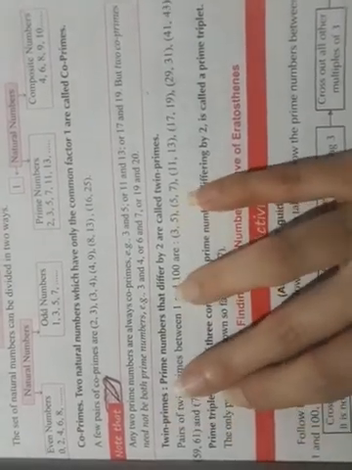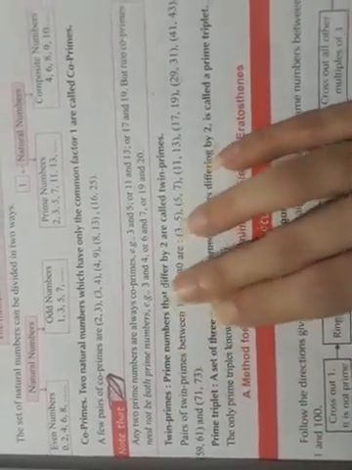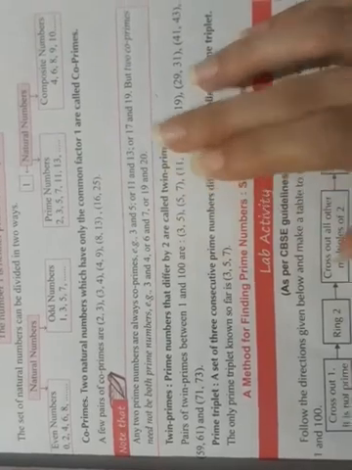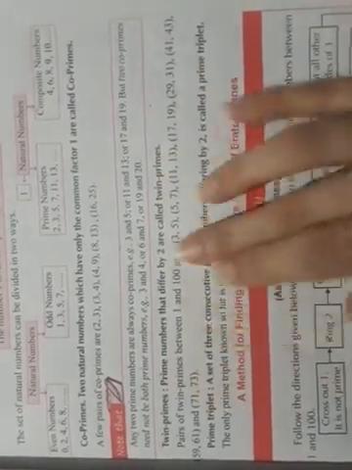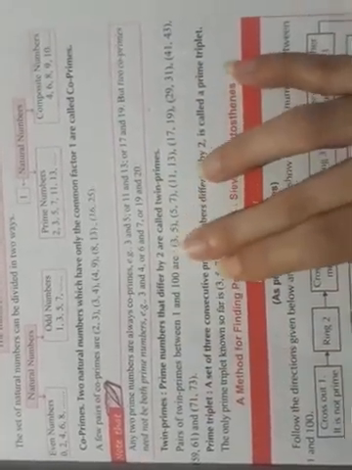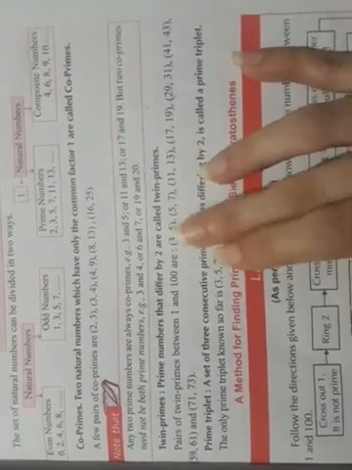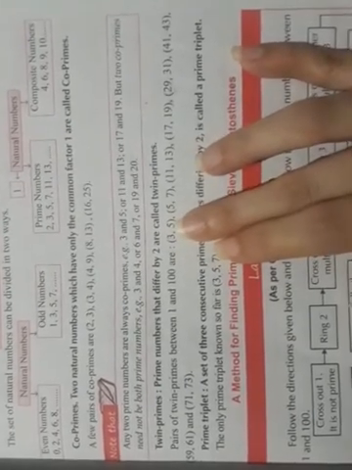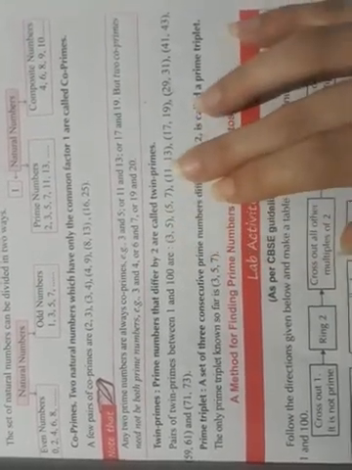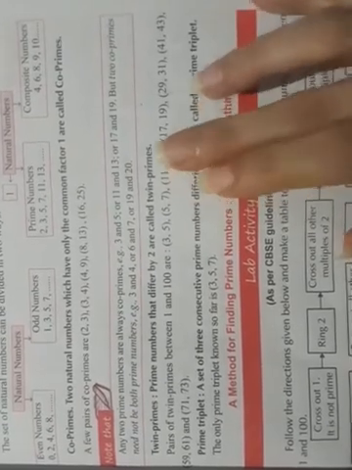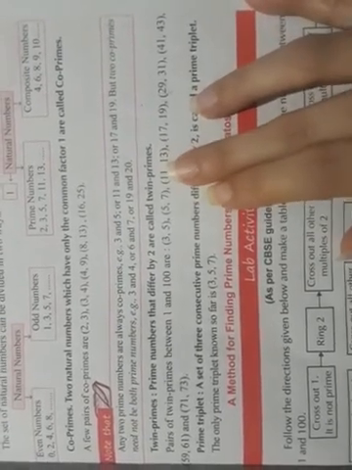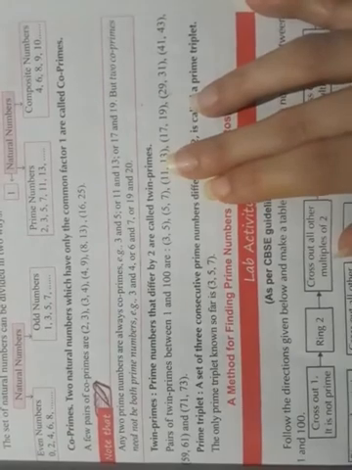Now what are twin primes? Prime numbers that differ by 2 are called twin primes. Here you can see some pairs: 3, 5. Both are prime numbers and their difference is what? 2. So they are called twin primes. 11 and 13. Both are prime numbers. Their difference is 2. So they are called twin primes.